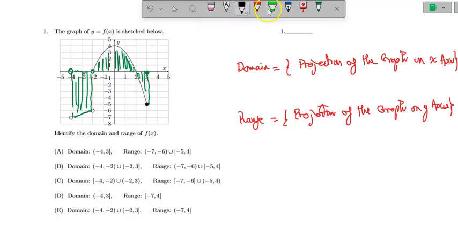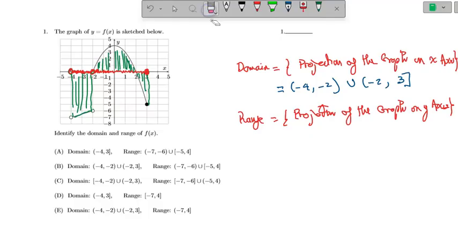So the shaded part will start from -4 all the way to -2. Both of them are open. And then it restarts from -2, and it goes all the way to 3, and 3 is closed. So the domain is equal to open -4 to -2 open, union -2 all the way to 3, however 3 is going to be closed.